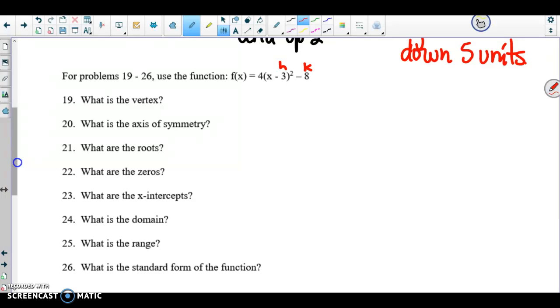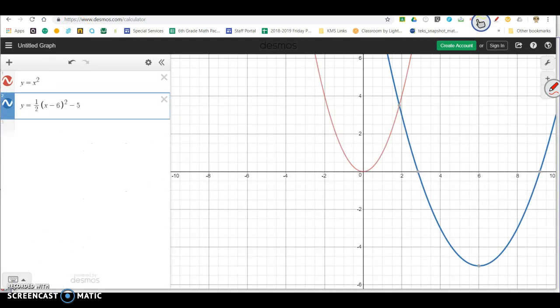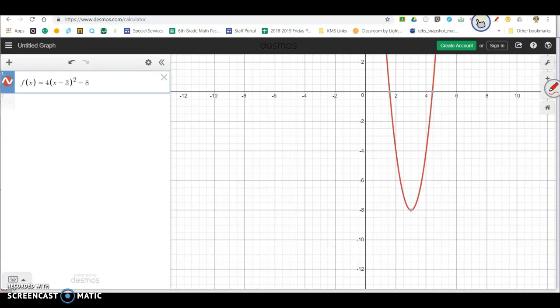And remember, it's minus h, so my vertex should be at 3 and then negative 8. But I'm going to double check, because I have this Desmos tool, and I might as well make sure I get it correct versus just assuming that I know what I'm talking about.